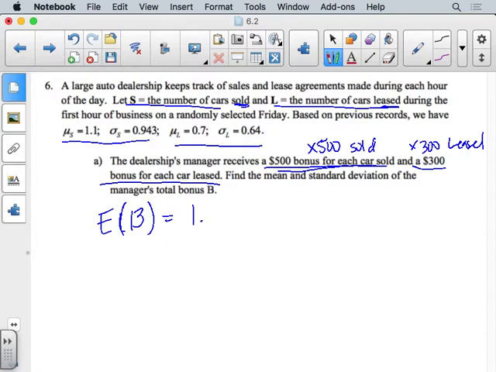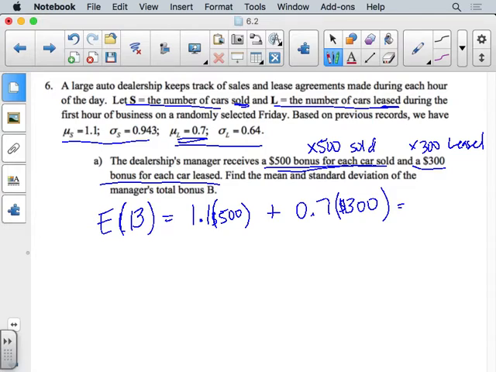So we expect to sell 1.1 cars a day. This is just per day. I expect to sell 1.1 cars a day, and I receive $500 for that because it was $500 for each car sold. Then I add the 0.7 cars leased a day, so over many, many days, not quite having a leased car a day, and I expect to get $300 from those sales. How much money per day do I expect to get?